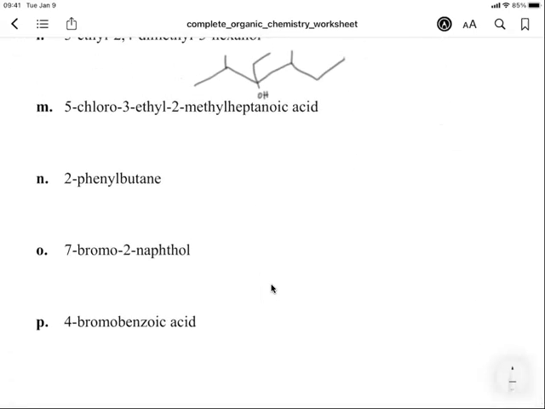Letter M, 5-chloro-3-ethyl-2-methylheptanoic acid. Again, carboxylic acid. So that's going to be double bond O, OH at the end. Heptan means there's no other double bond. So hept is 7. 1, 2, 3, 4, 5, 6, 7. That's where my double bond O, OH goes. This again automatically has to be number 1. So 2-methyl, 3-ethyl, 5-chloro. My ethyl's a little curvy.